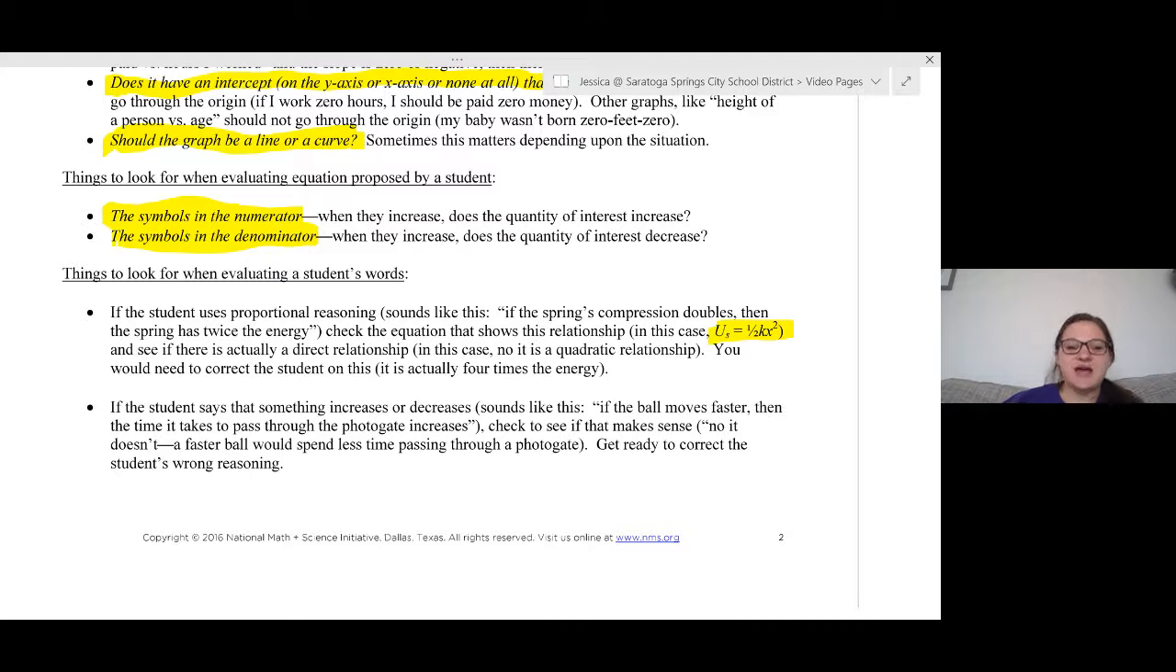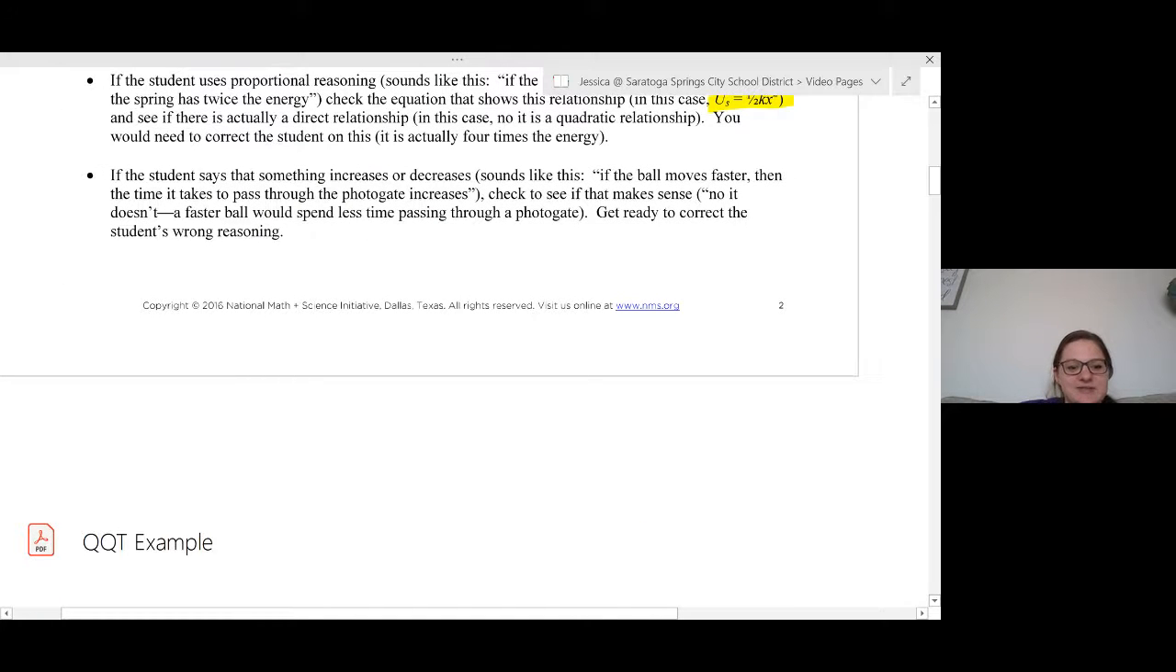Okay. If the student says that something increases or decreases, like if the ball moves faster, then the time it takes to pass through the photo gate increases. Remember, photo gates are like little light sensors that can determine how fast something is moving. The faster it goes through, the less time it should take. So that doesn't make sense. A faster ball would spend less time traveling through a photo gate. And then get ready to correct that student's wrong reasoning or explain why it's incorrect. A lot of the times you can use equations and diagrams and stuff like that in these qualitative translation problems. Okay, so I'm going to check and see if anybody has any questions.